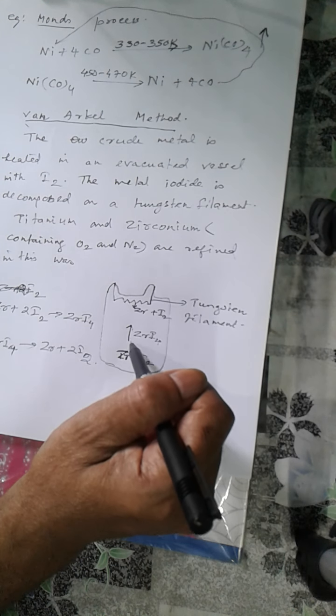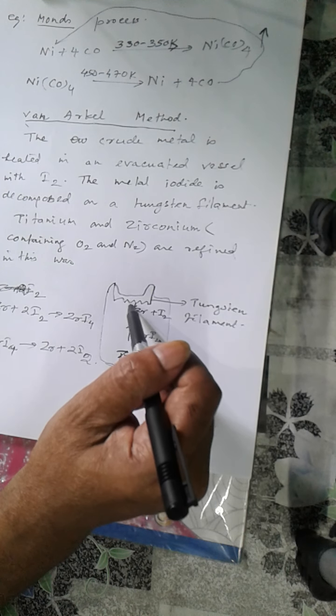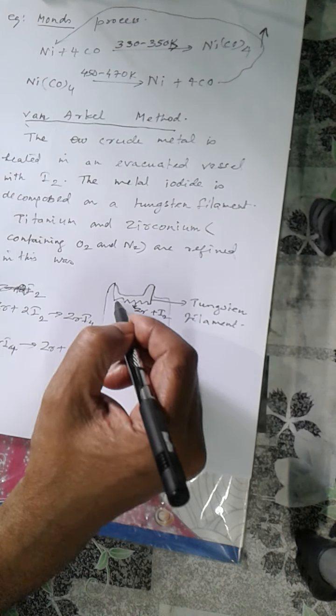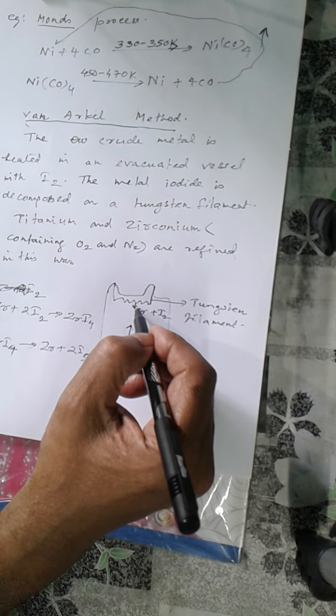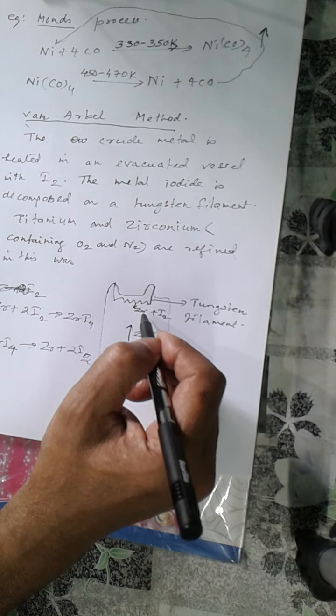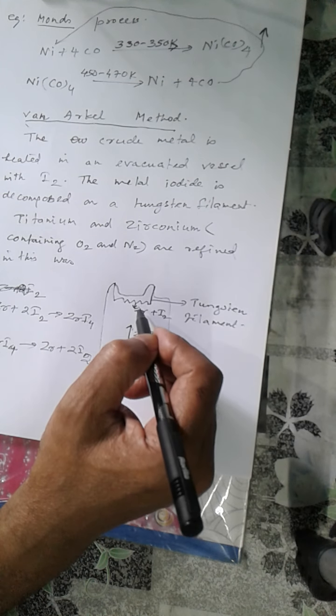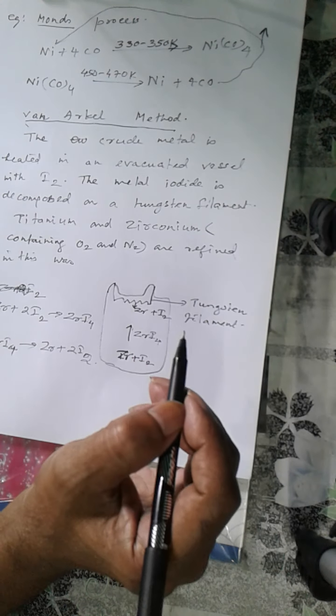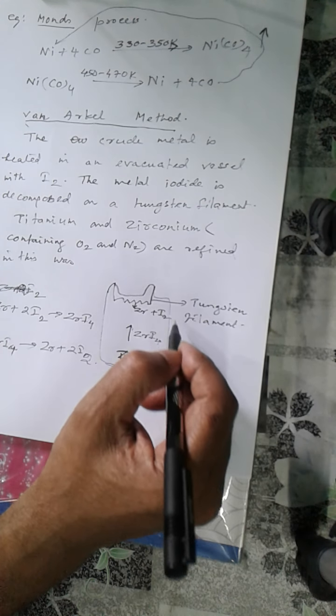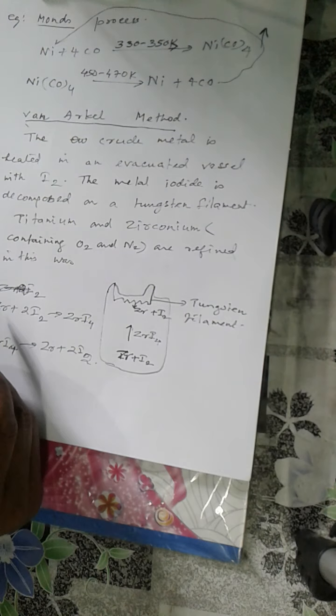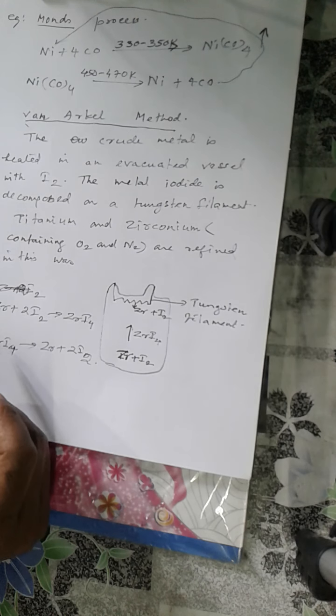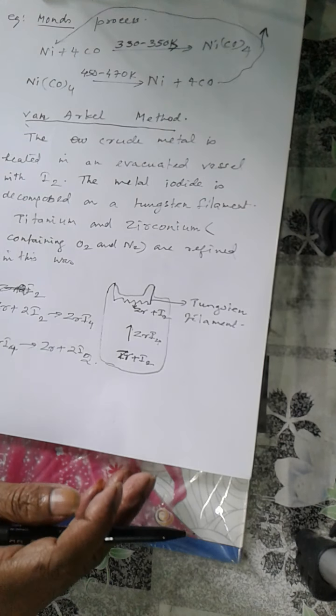Now in an evacuated vessel, the metals titanium or zirconium is reacted with iodine. Zirconium tetraiodide is formed, which is volatile, and it will reach a tungsten filament heated electrically, kept at a high temperature, so that zirconium tetraiodide will decompose to zirconium and iodine, and the zirconium will be deposited over this tungsten wire, and iodine vapor will be collected and then recycled. So the reactions are Zr plus 2I2 giving ZrI4, then ZrI4 giving Zr plus 2I2. So that is Van Arkel method. So Mond's process for refining of nickel, and Van Arkel method for refining of zirconium and titanium.